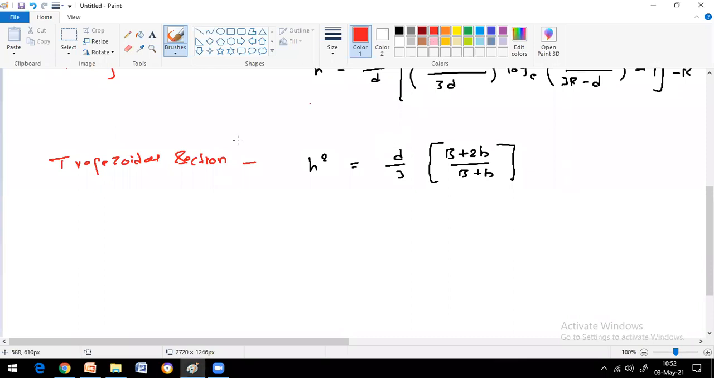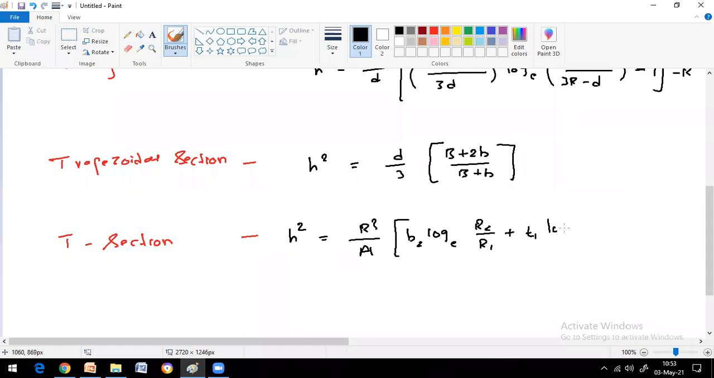The next section is a T section, I mean your cross section which is in a T shape, where your h square will be equal to r cube by a of b2 log e r2 by r1 plus t1 log e r3 by r2, minus r square. So this is the formula for the T section.